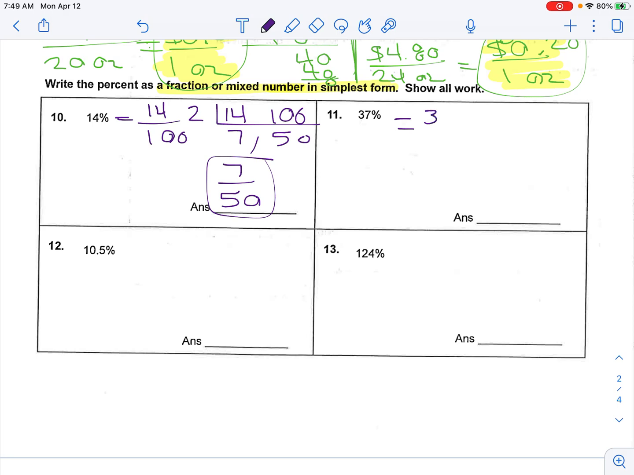37% as a fraction or a mixed number. It's only going to be a mixed number if you have greater than 100%. Now, going back to the very first week of school, I remember that 37 is a prime number and it cannot be reduced. So the final answer on that one would be 37/100.